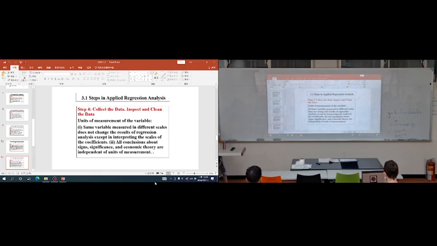Okay, last part about collecting data and inspecting: unit of measurement. For every variable, we do have the unit of measurement. The same variables measured in different scales does not change the result of regression analysis, except in interpreting the scales of the coefficients. So remember, in your second project, we're using centimeters for the height and kilograms for the weight.